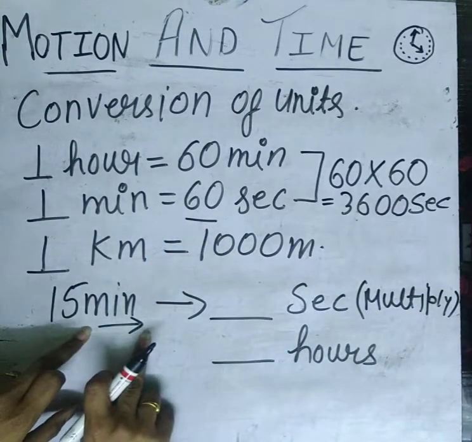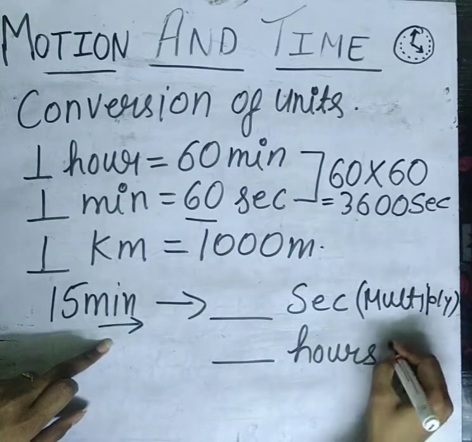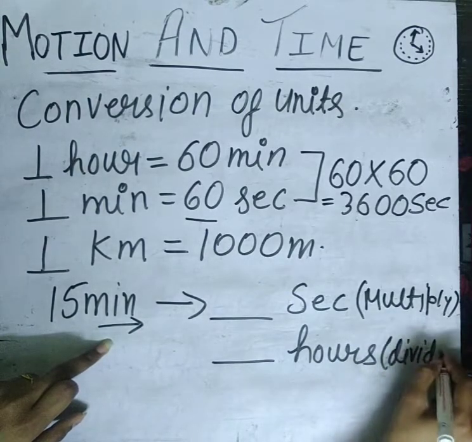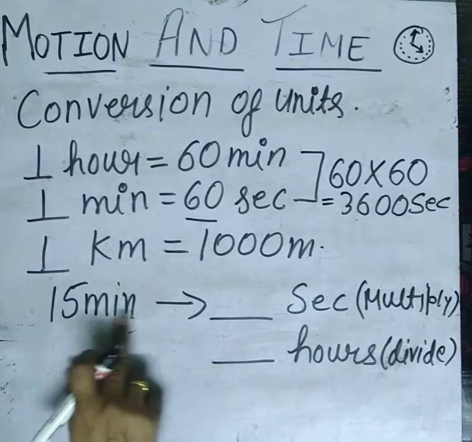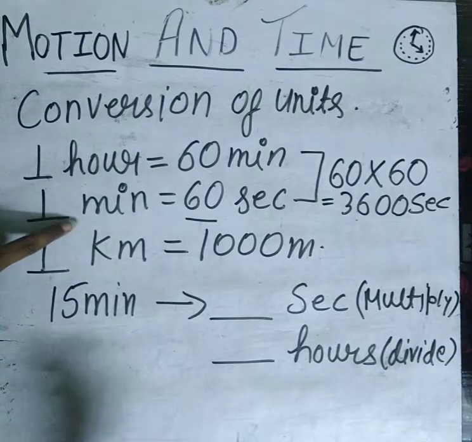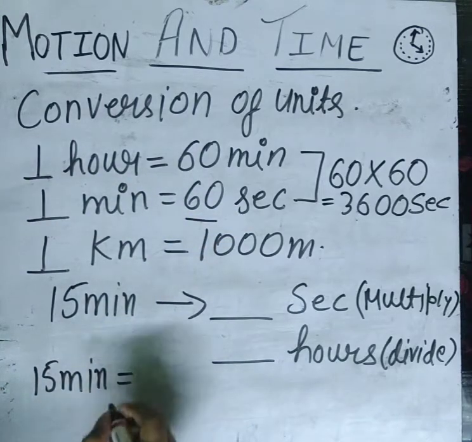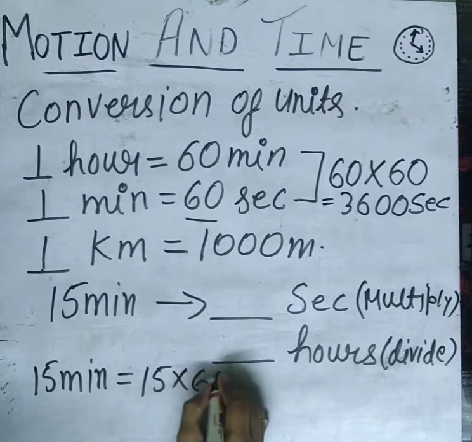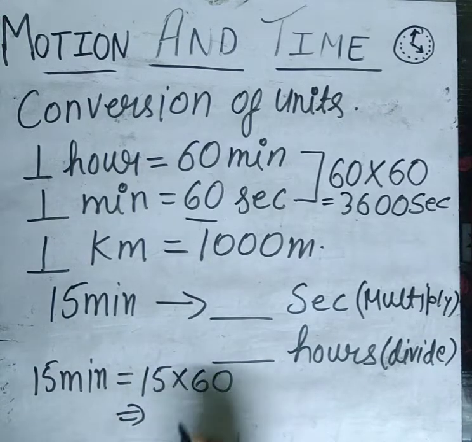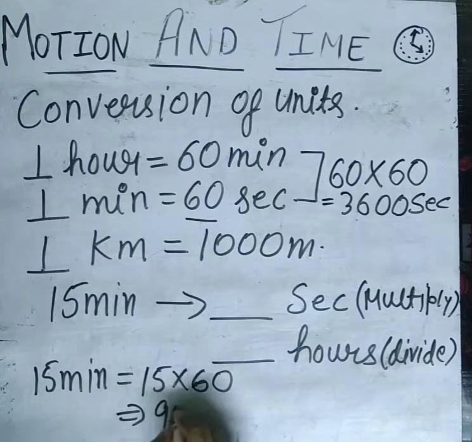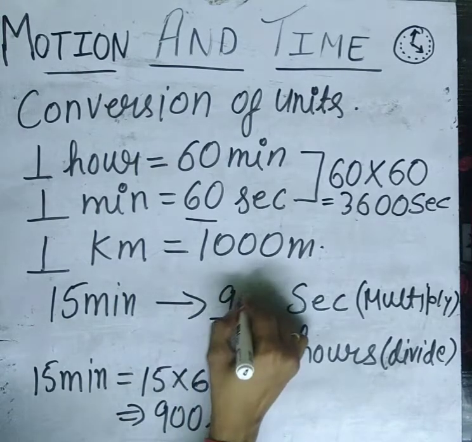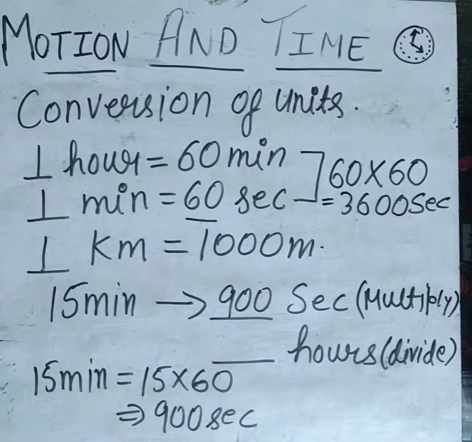Similarly, minute is a smaller unit and hour is a bigger unit, so if we do this, then we will have to divide. For this, first of all, we will write down that 1 minute is equal to 60 seconds. Similarly, 15 minutes will be equal to 15 into 60 seconds, and it will give us 900 seconds. So here it would come as 900 seconds. Why 900 seconds? Because 1 minute was equal to 60 seconds. Similarly, we multiplied 15 minutes by 60, and we got 900 seconds.